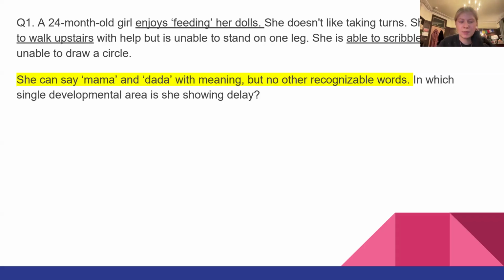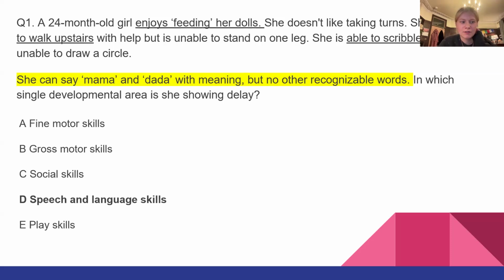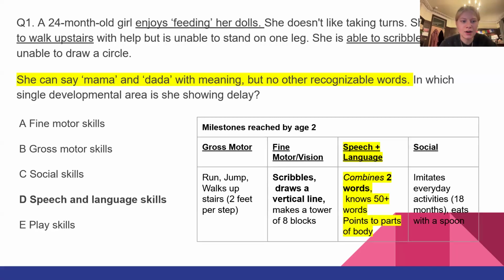So remember, saying mummy and daddy should be around 9 months, because remember, they spend 9 months within their mum, and then they get born. But no other recognizable words, that is the red flag. So actually, if you click on the next one, the correct answer is speech and language skills. So she's showing a delay there.